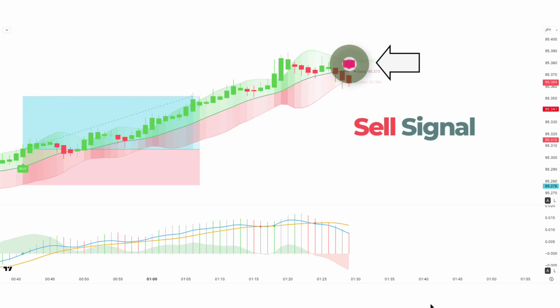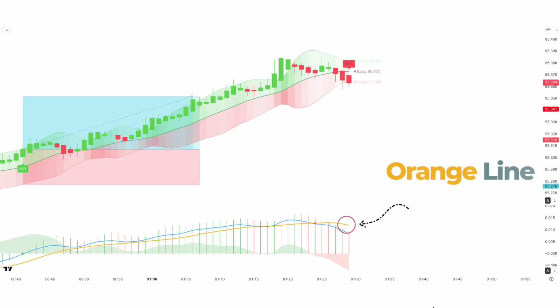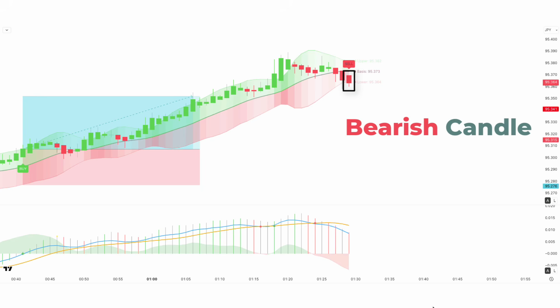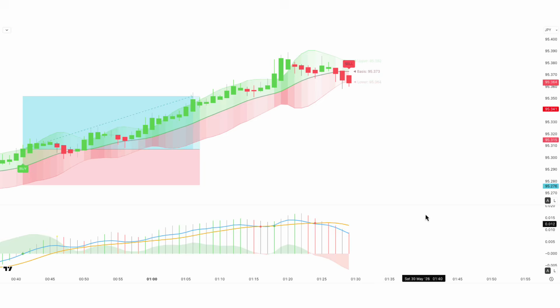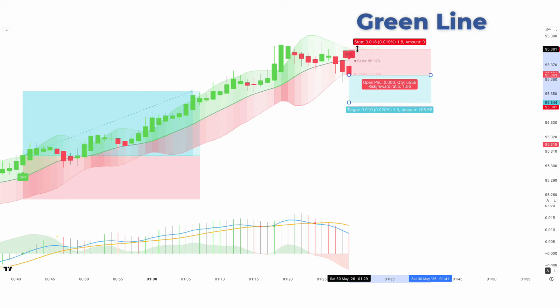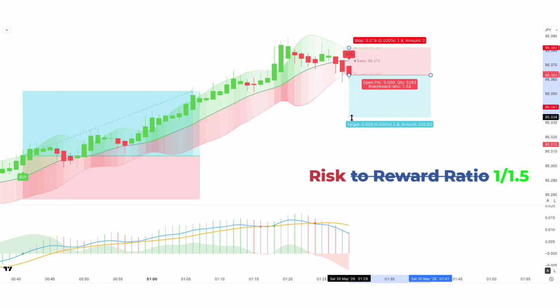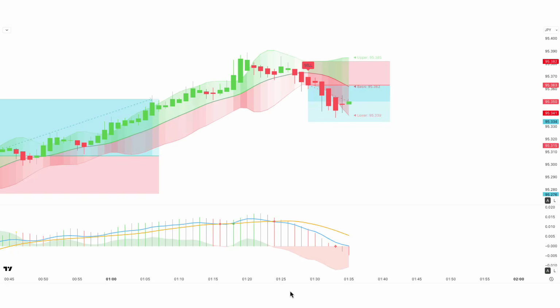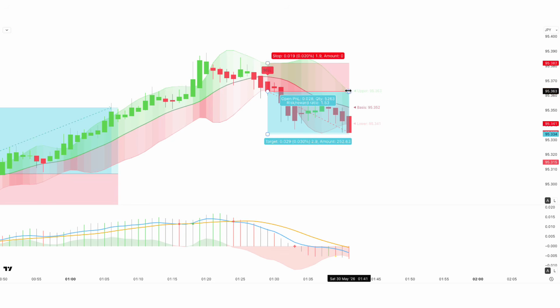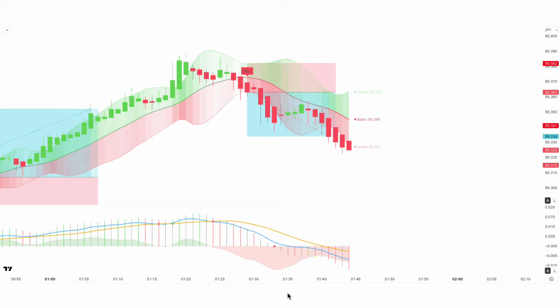Here, the Nadaraya-Watson envelope arrow down of this indicator is the sell signal. Here, the orange line of the Awesome Oscillator is above the blue line. Here, the market has made a bearish candle to give confirmation. So all our conditions are being fulfilled, so we are placing an order to sell. Our stop loss is to be placed at the green line, and the risk to reward ratio will be 1 to 1.5. Let's see what happens to our trade. Our trade is running in profit. We have won the trade. Let's find the next trade.